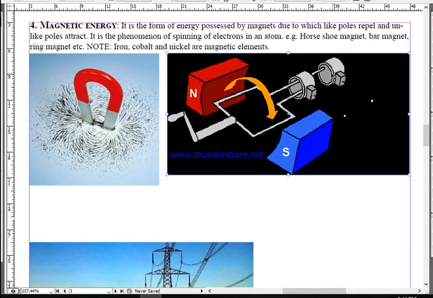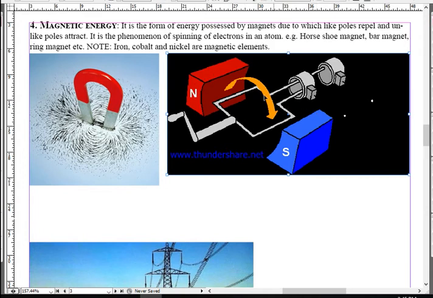Anyway, the generated electricity passes through this wire. This phenomenon is known as electromagnetic induction, which was discovered by Michael Faraday. So what I'm trying to show here is that electrical energy or electricity is produced due to magnetic energy. Magnetic energy and electric energy are interconvertible. You can convert electrical energy into magnetic energy, as well as magnetic energy into electrical energy.